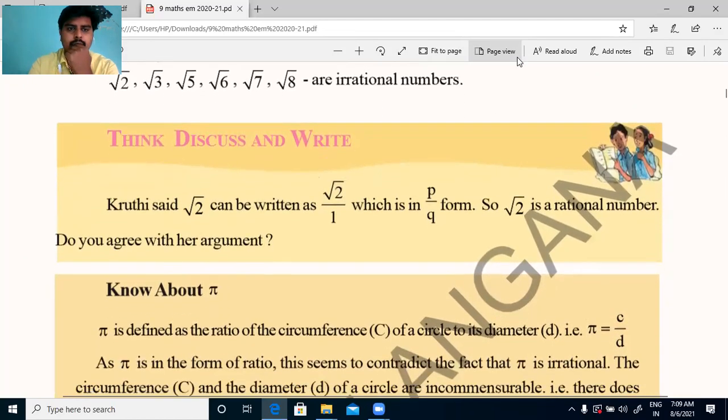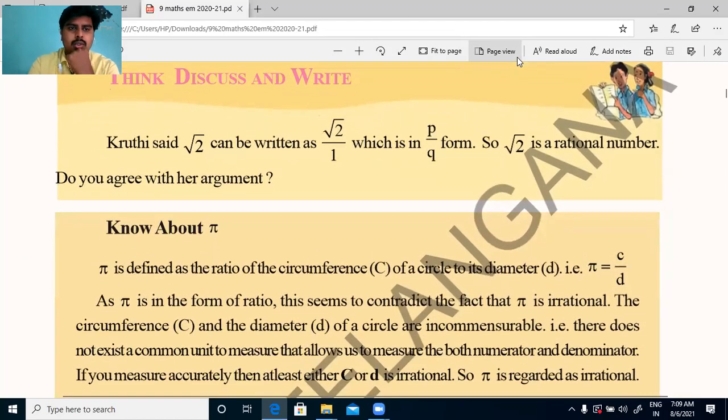Yeah. You can discuss the question, Nana. Kuchi said root 2 can be written as root 2 by 1, which is in P by Q form. So root 2 is a rational number. Do you agree with her argument? Just think about it. Already I told you, right? Why it is irrational?